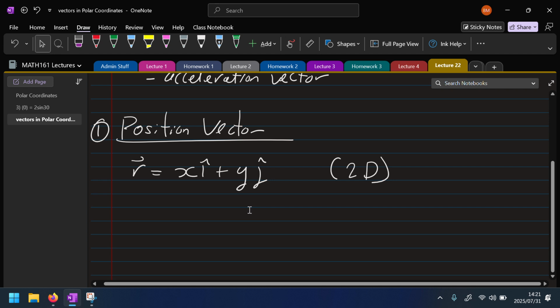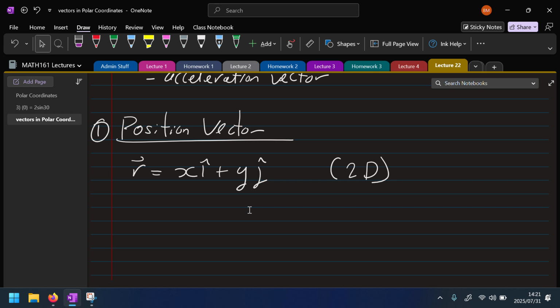So how do we go from Cartesian to polar? Remember, x is r cos theta, y is r sin theta. So we're going to fill that in here. So x, that's going to be r cos theta, and y, that's going to be r sin theta. Okay, so we end up with that.